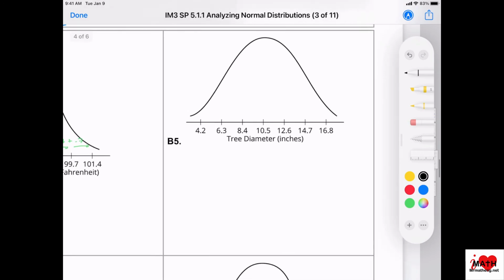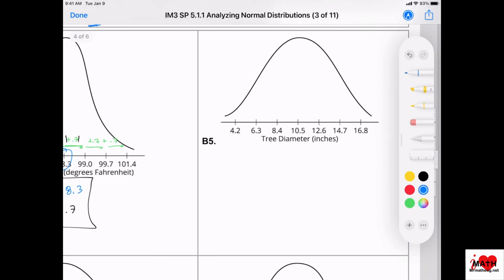All right, B5 here. Let's go ahead and identify the mean, which is a measure of center for a normal distribution. That's right in the middle. So our mean right here is 10.5, and our units is inches. The standard deviation here, you're just going to subtract the two numbers. So if I subtract these two numbers, I get 2.1 is our standard deviation. And again, that's also measured in inches.